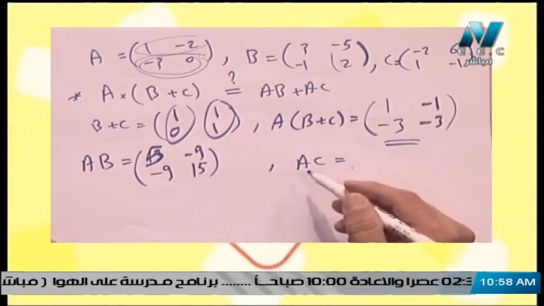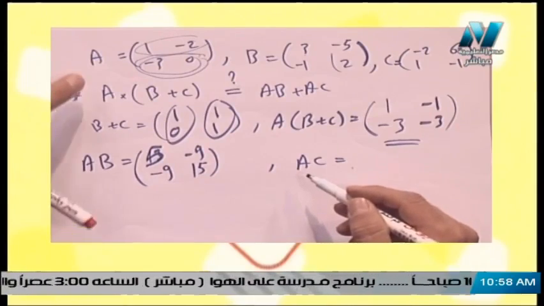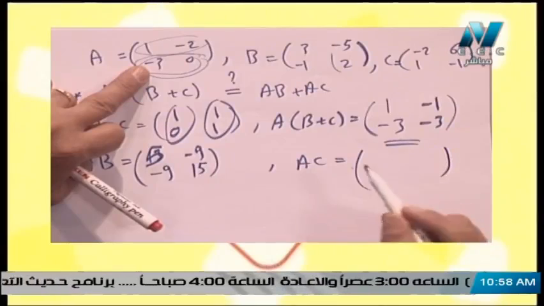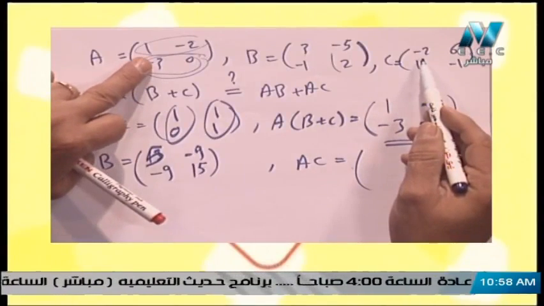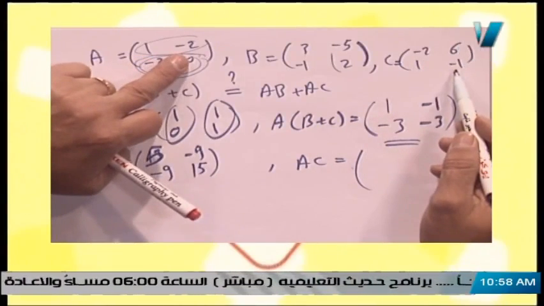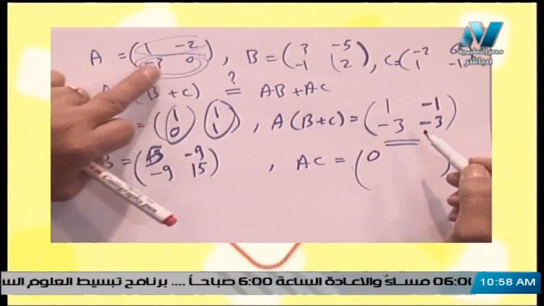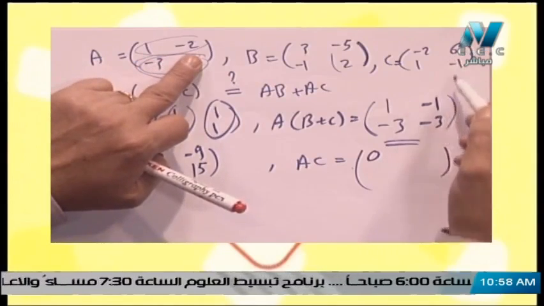Okay. Let's multiply A by C. This row times this column. 1 times negative 2 equals negative 2. Negative 2 times negative 1 equals 2. So it's 0. Okay.